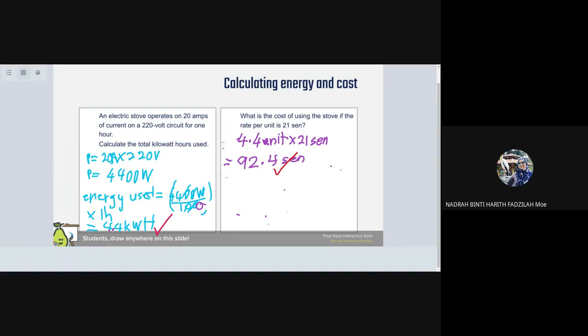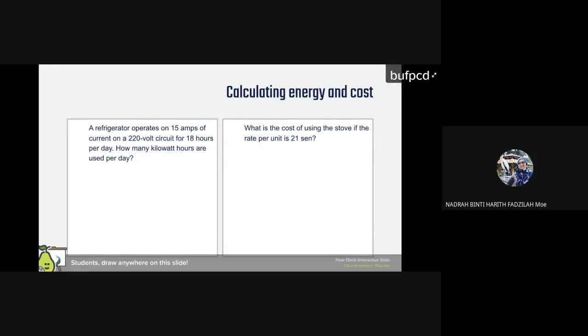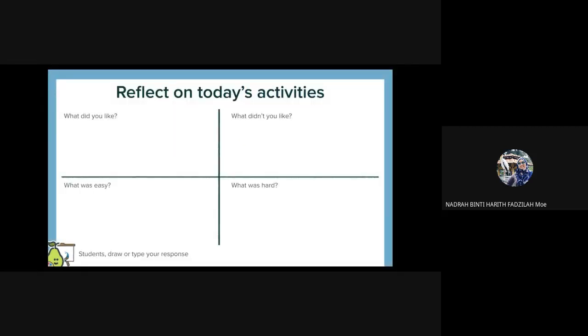If you take a look at your particular slide right now, it is in student pace mode. So after this you can do the calculations in your own time ya. Okay. So sekejap ya. We have come towards the end of our class. Basically today we have discussed about energy efficiency, how to calculate power, and how to calculate cost of electrical energy use.